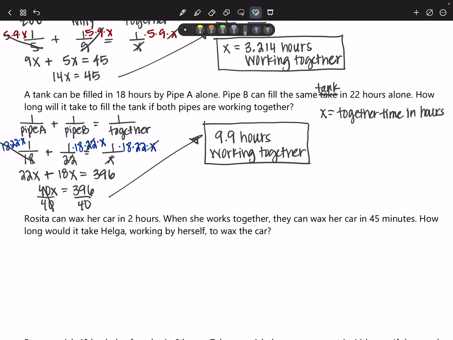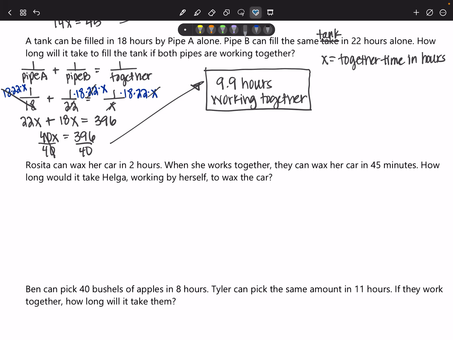Okay, we'll do one more together. Rosita can wax her car in 2 hours. When she works together with Helga, they can wax her car in 45 minutes. How long would it take Helga, working by herself, to wax the car? So I've got 1 over Rosita's time plus 1 over Helga's time is equal to 1 over their together time. And we need to find Helga's time. So X will equal Helga's time.